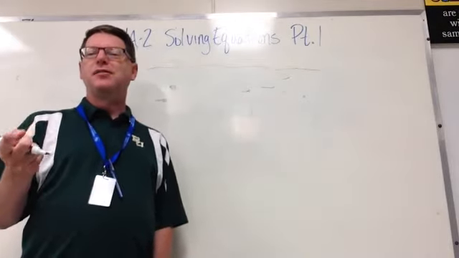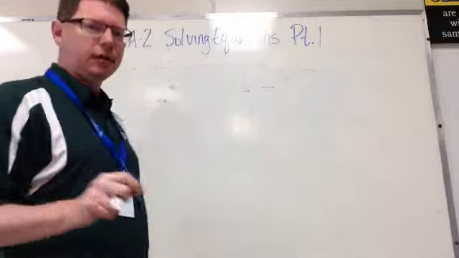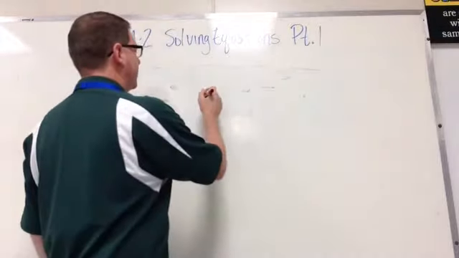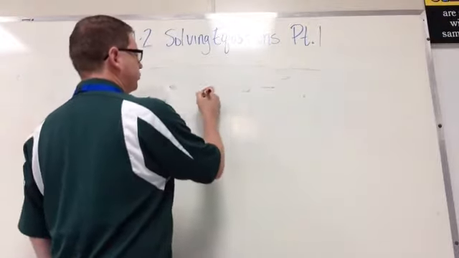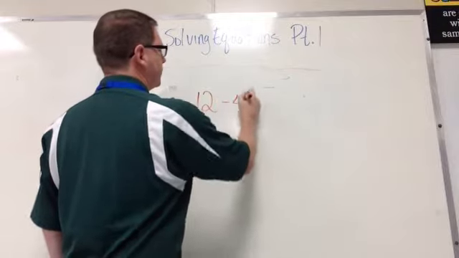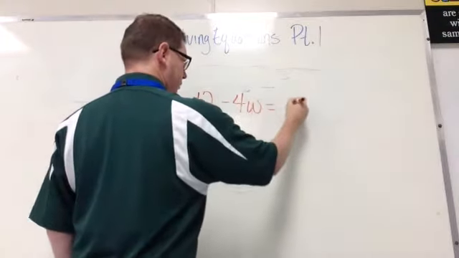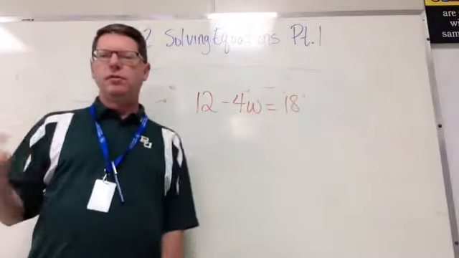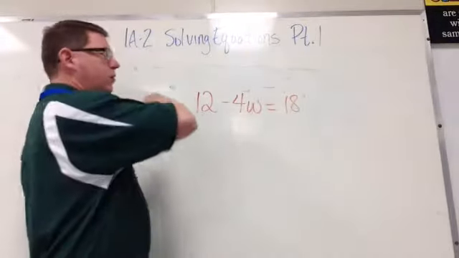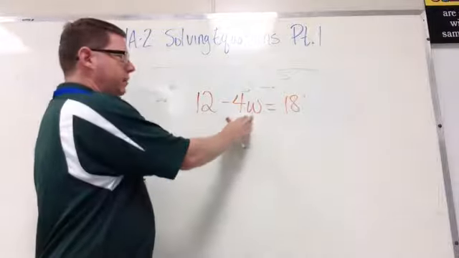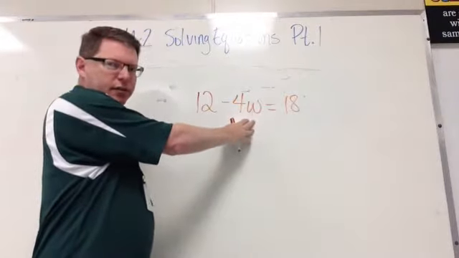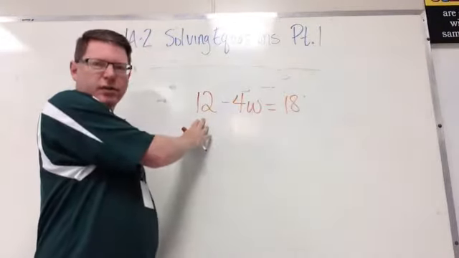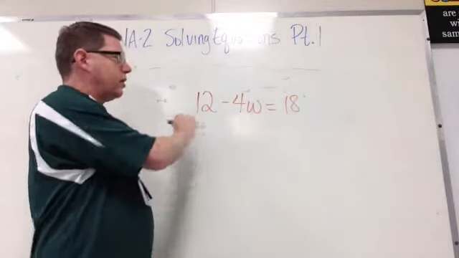This last example of solving two-step equations is going to be written just a little bit different. Let's say that 12 minus 4w equals 18. Okay, 12 minus 4w equals 18. So again, I'm going to start on the side where the variable is, but I'm not going to start with the variable. I'm going to start with the number that doesn't have a variable, and that's 12.